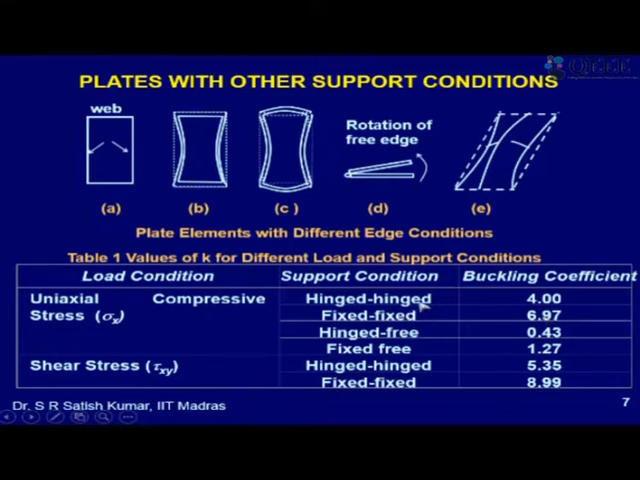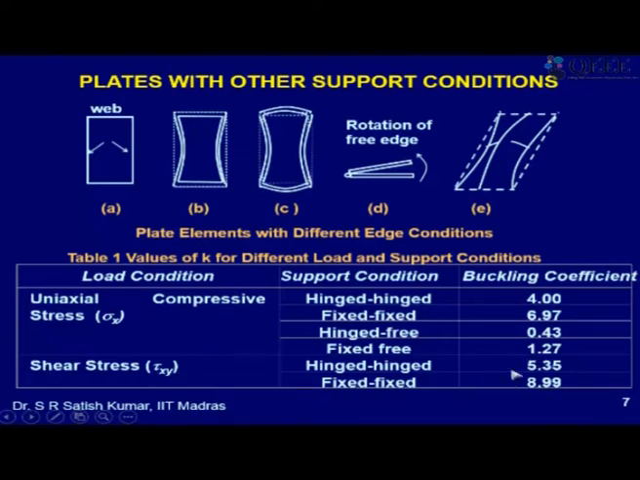Okay, so for different end conditions we have different K values. The most important for us is the hinged-free condition, where one edge is hinged but the other edge is free. In this condition you will get a value of 0.43, which is less than 1/10 of, let's say, around 1/8 of this value, 4. So that means plates which have one edge hinged and the other free will buckle at very low values, and compared to that, the plates which have both edges hinged will buckle at almost 8 times more. Okay, so similar analysis can be done for shear buckling of plate also.